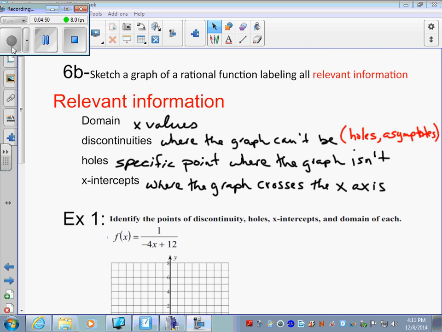Moving on to 6b, sketch the graph of the rational function, labeling all relevant information. Well, what is relevant? We're looking at domain, which are x values, discontinuities where the graph can't be. These are holes and asymptotes. A hole is a specific point where the graph is going on, and then there's a hole there. And x-intercepts where the graph crosses the x-axis. Let's jump right into example 1.